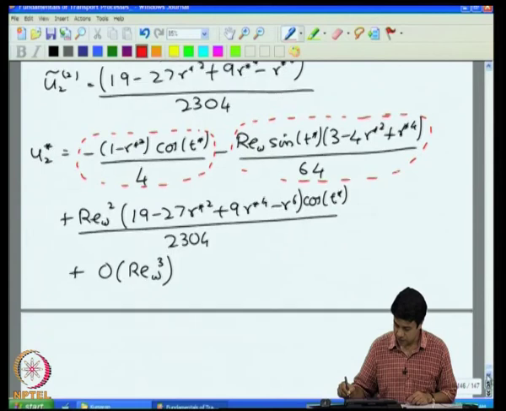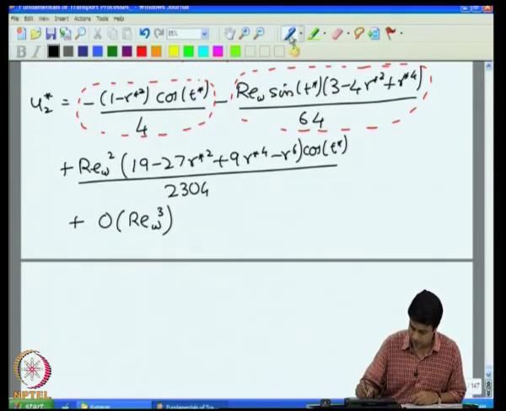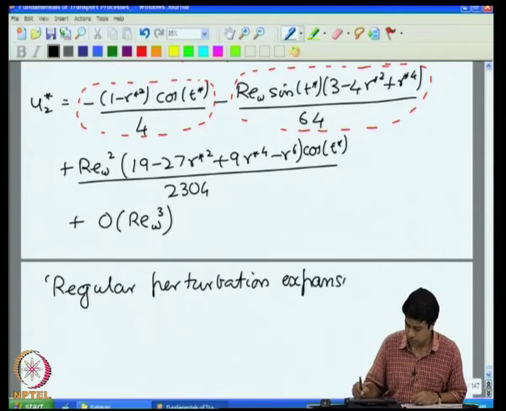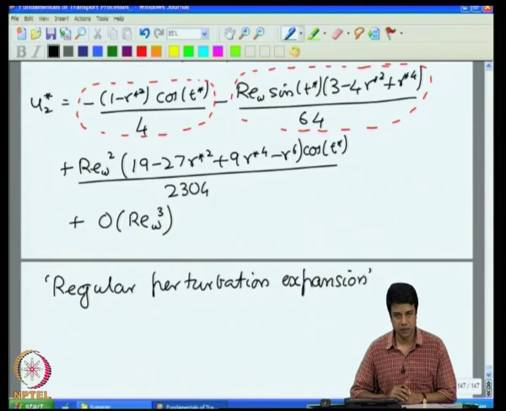So, this procedure of expansion is what is called a regular perturbation expansion, in order to get an approximate solution whenever you have a small parameter in the problem. In this particular case, we had a small parameter that was r e omega. And so, we expanded out the velocity u z as a series in r e omega. And we inserted that expansion into the governing equation as well as the boundary conditions, in order to get both the governing equation and the boundary conditions as a series in r e omega.